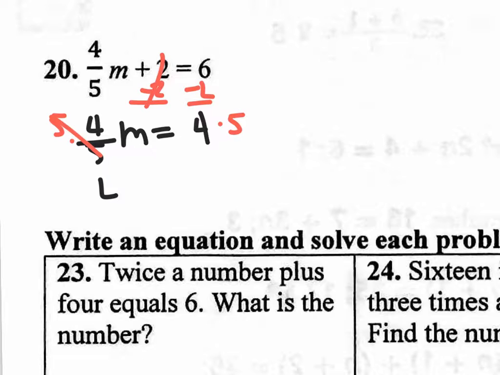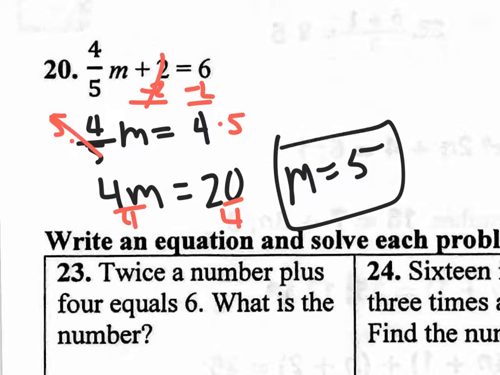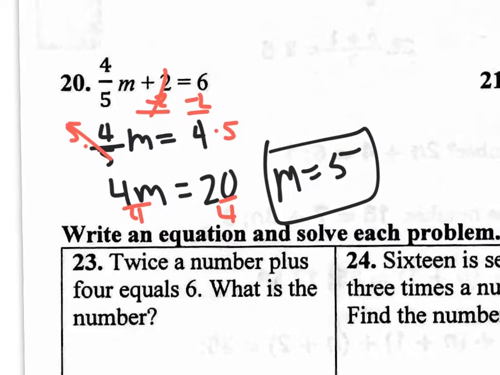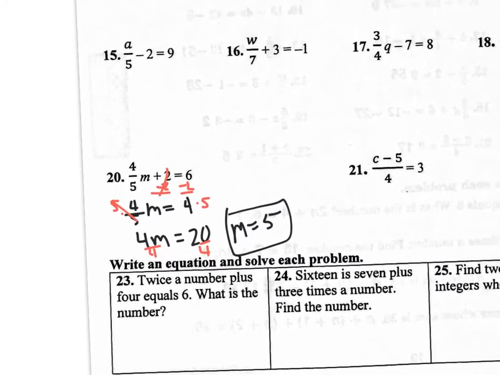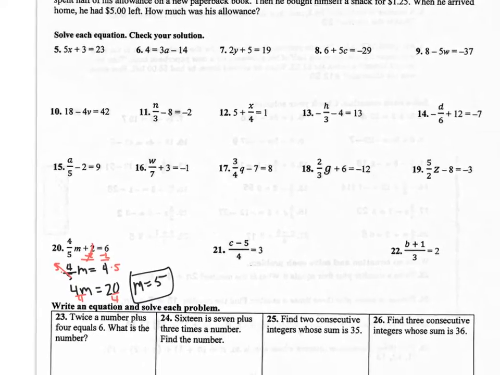So you will have 4m equals 20. Which means that if you divide by 4 on both sides, you get m equals 5. You see? It's easy. Any other ones you want to see?